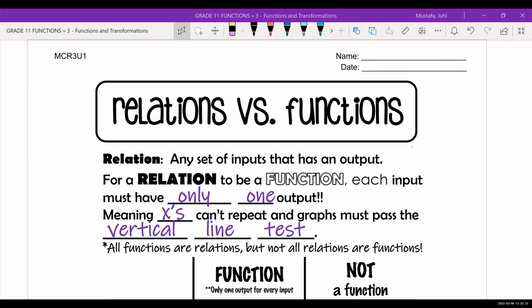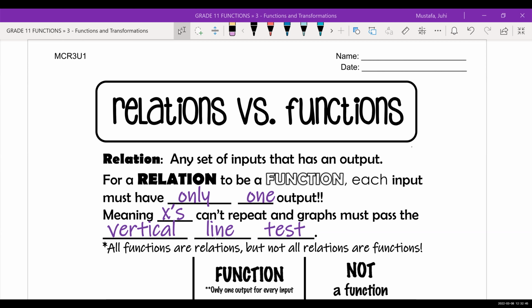However, a function is a lot more particular and it's more picky almost. For a relation to be a function, each input must have only one output. And by input and output, they're really talking about your X and Y values. So really it means that your X's can't repeat and the graphs must pass something called the vertical line test, which we're going to talk about in a couple of minutes.